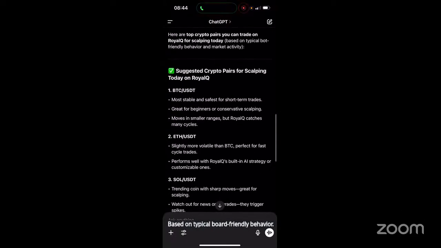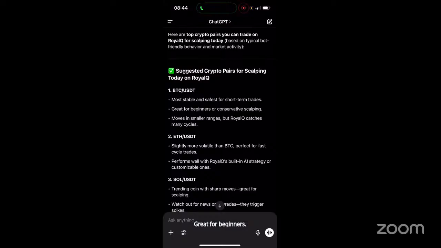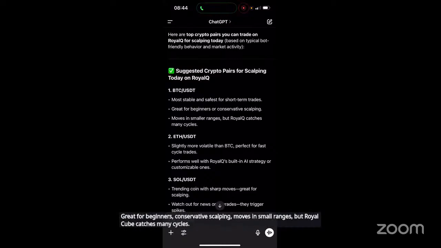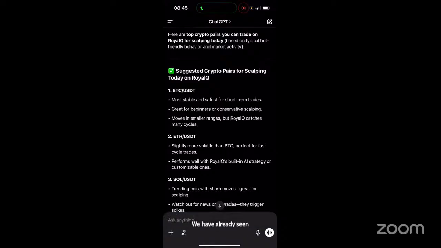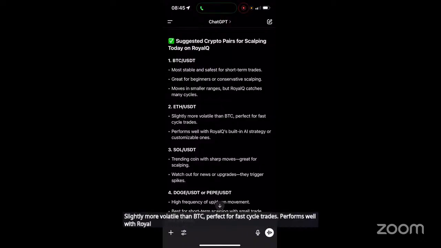Number 1, Bitcoin. Most stable, safest for short-term trades, great for beginners, conservative scalping, moves in small ranges, but Royal Q catches many cycles. We have already seen that there is more money flowing in Bitcoin today than any other cryptocurrency. Number 2, Ethereum, slightly more volatile than BTC, perfect for fast cycle trades, performs well with Royal Q built with an AI strategy.